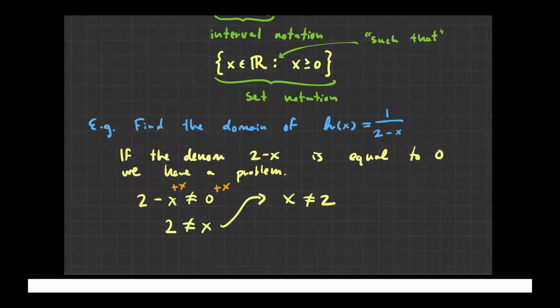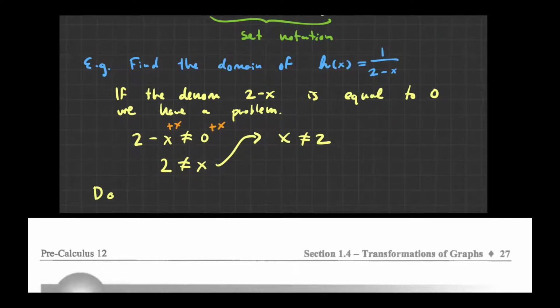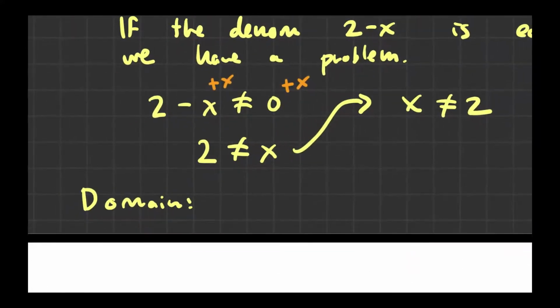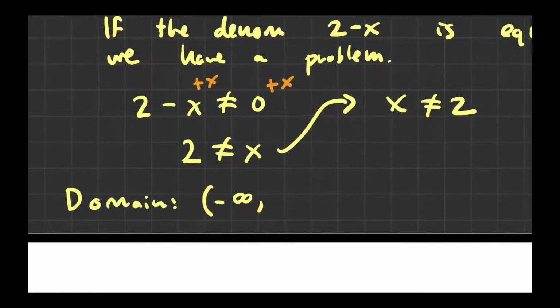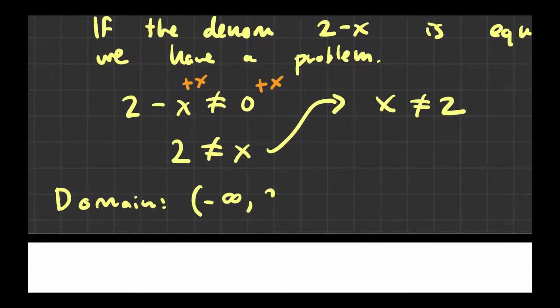So the domain, again, I'll start off with the interval notation. So the domain is, well, there's really no smallest number, so I'm going to start off with negative infinity. But then I go all the way up to positive 2. But I'm not allowed to be equal to 2, right? I can go as close to 2 as I want, but I can't actually be at 2. So I close those sets of brackets.